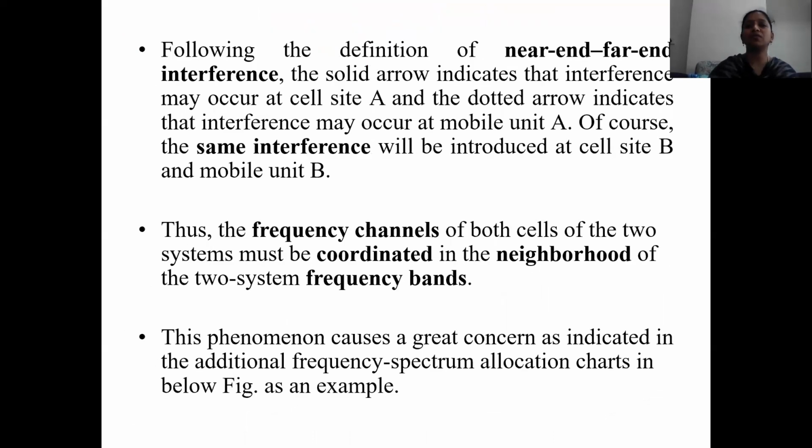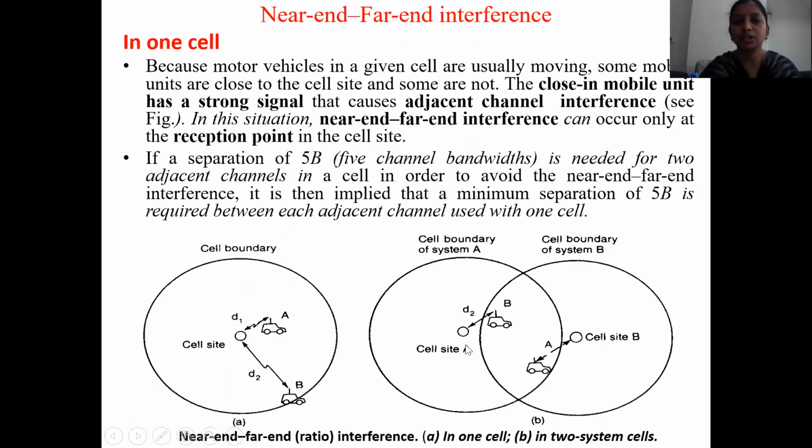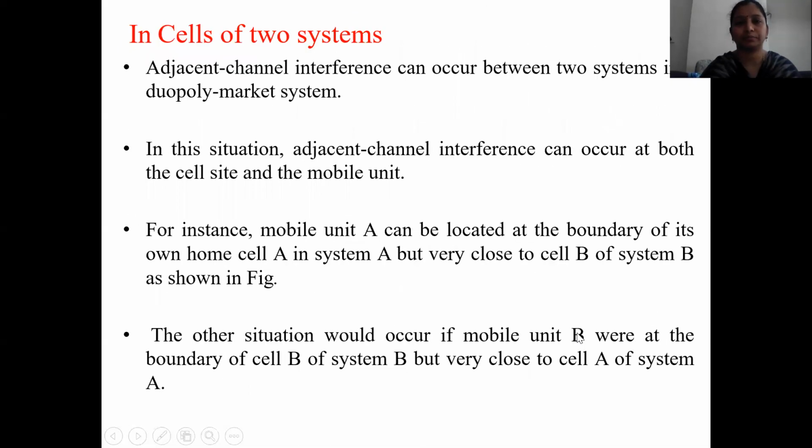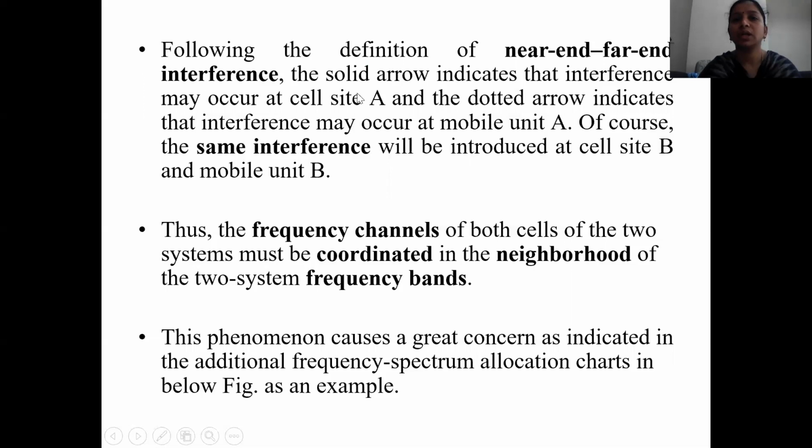Following the definition of near and far end interference, the solid arrow here indicates the interference may occur at the cell site A, and the dotted arrow indicates the interference may occur at mobile unit A. You can see here, the solid arrow indicates the interference due to the cell site, and the dotted arrow indicates the interference due to the mobile unit. So the dotted arrow indicates the interference may occur at the mobile unit, and the solid arrow indicates the interference may occur at the cell site.